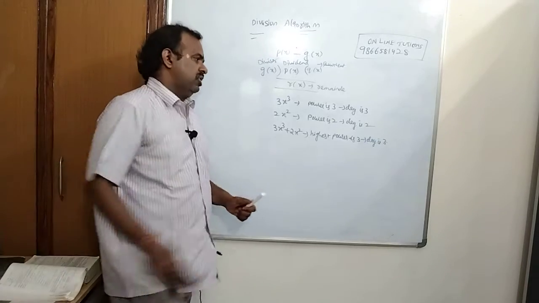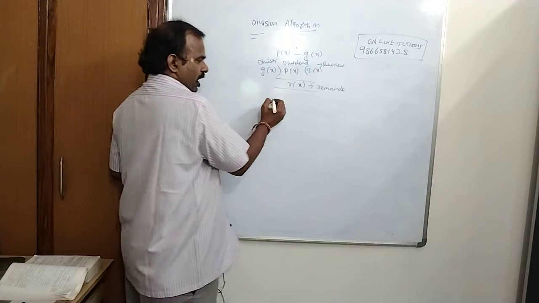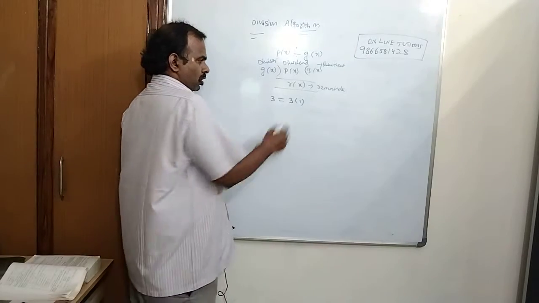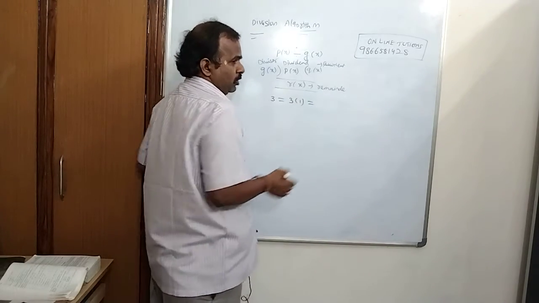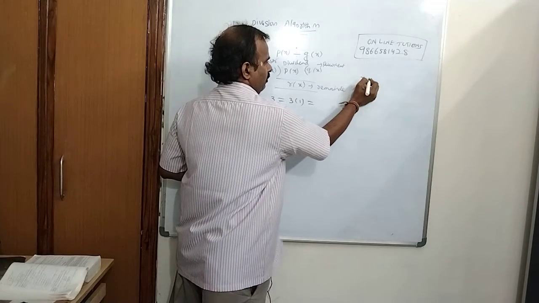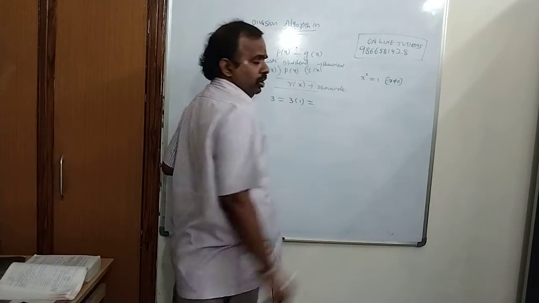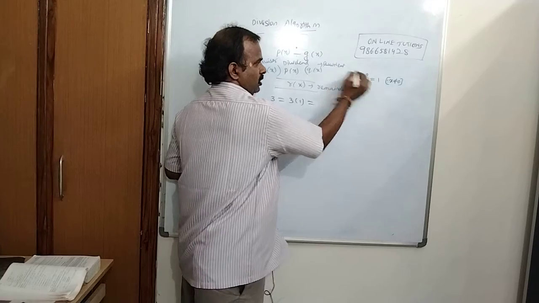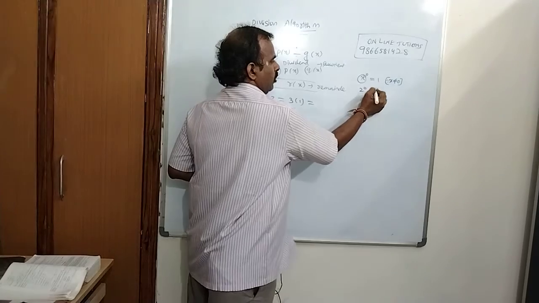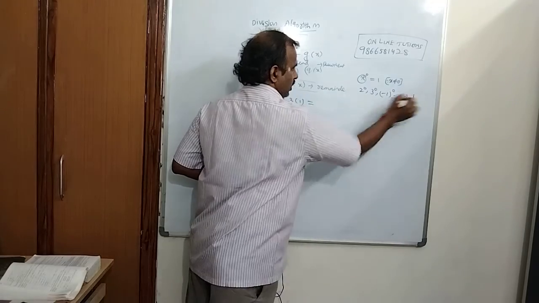In case of constants, how do we do it? Take 3. Can I write 3 as 3 into 1? Right? So here, 3 into 1. See, in the exponents and powers concept, any number x raised to the power 0 is equal to 1, provided x is not equal to 0. If the base is any number other than 0, like 2 power 0, 3 power 0, minus 1 whole power 0, all will lead to the answer 1.